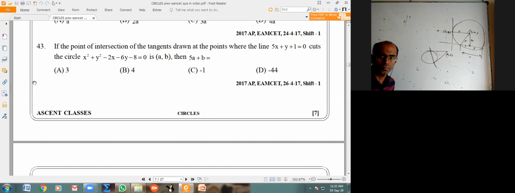Sir, should we compare coefficients directly or write in terms of fractions? Yeah, we have to compare, not equate, compare only. That is x coefficient by x coefficient, y coefficient by y coefficient, constant by constant. Okay, sir. So just find S1 equal to 0 for A comma B. You'll get a chord of contact. That should be the same as the given line. Compare with that.